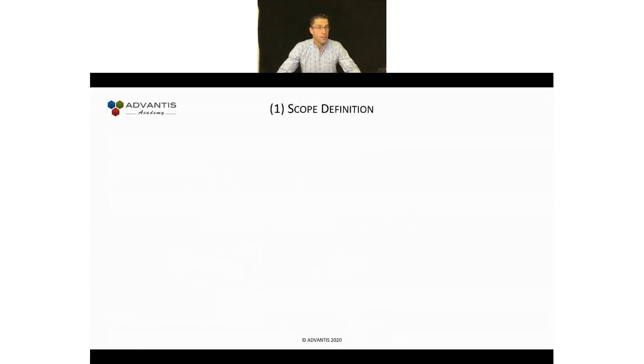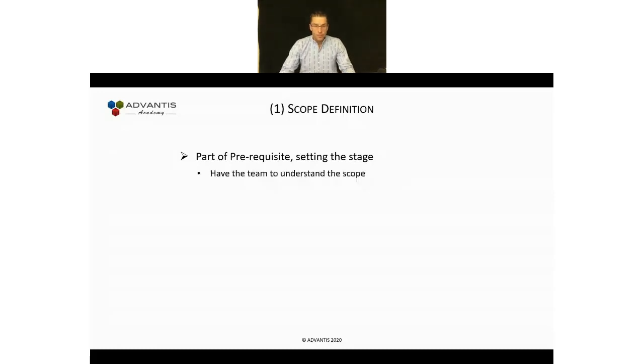Okay, so let's jump on the first one, scope definition. As I said earlier, this is basically where you set the stage, also called the prerequisite. What is really important is that the risk assessment team understands what the scope is. Everybody. What is included, what is not included. Have your customer understand what you're considering and what not.